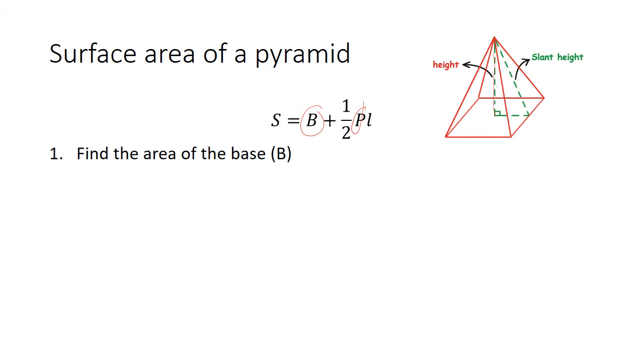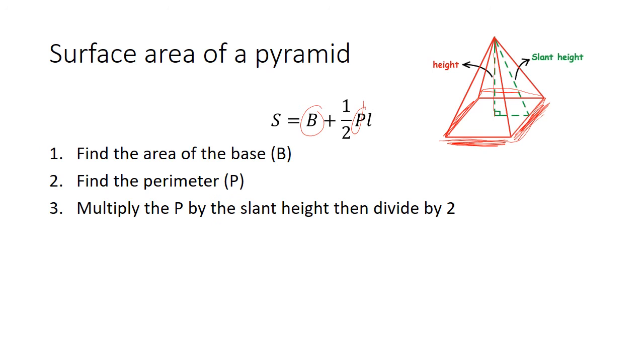All right, so first we're going to find the area of the base. To do that, you're going to need to figure out what your base looks like. For the most part, I'll probably just be giving you rectangles and squares. So you'll do side of the bottom times the side of the bottom. You find your perimeter, which is all the way around the bottom, adding the sides up. Then we're going to multiply that perimeter by the slant height, which will be a number given to you pointing off to the side. Then you divide that by 2 and add your B. That'll give you the surface area of a pyramid.